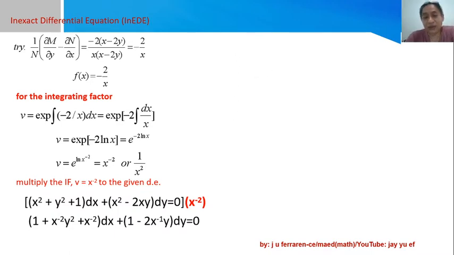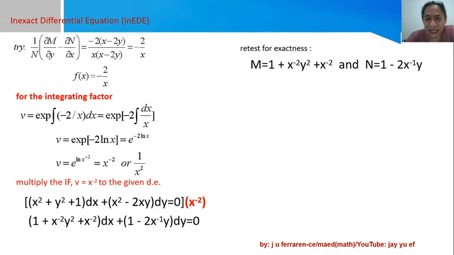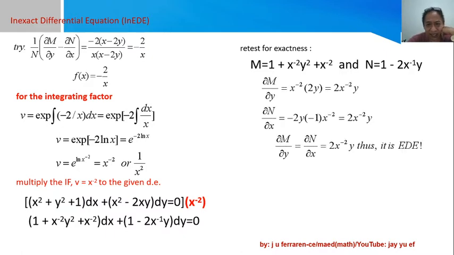So how to know that? Then we can retest for exactness. So what is my M? My M is this coefficient. And my N is 1 minus 2x to the power minus 1 y. Differentiating this function partially, M differentiated with respect to y: the 1 is 0. X to the power minus 2 is a constant factor, so I can differentiate y squared, that's 2y. This is a constant. So the result of this is 2x to the power minus 2 y.